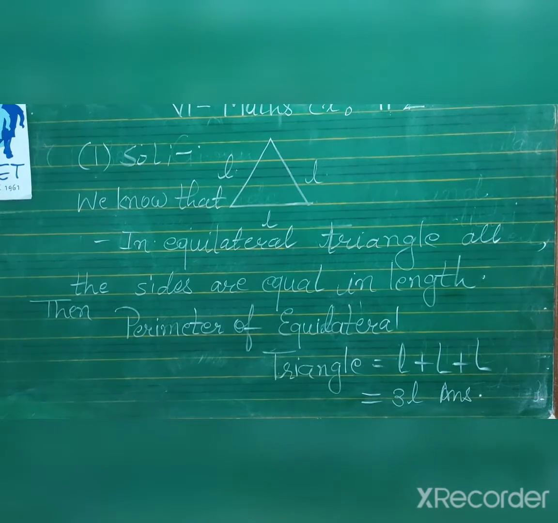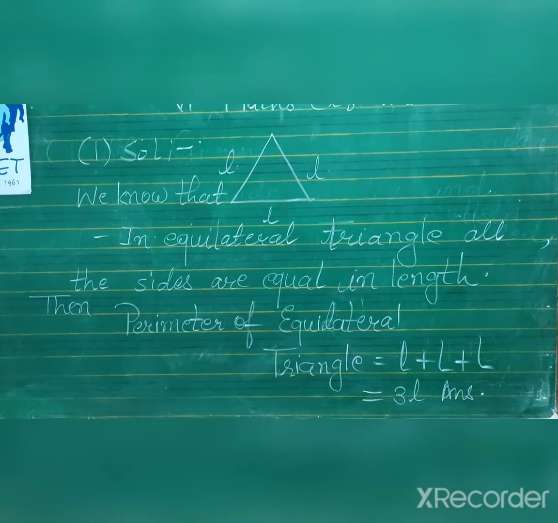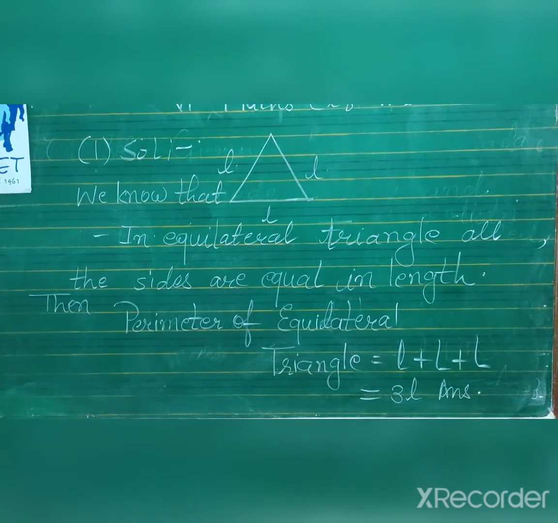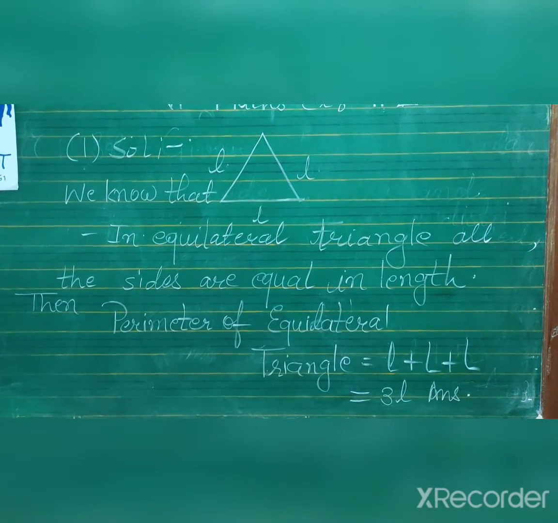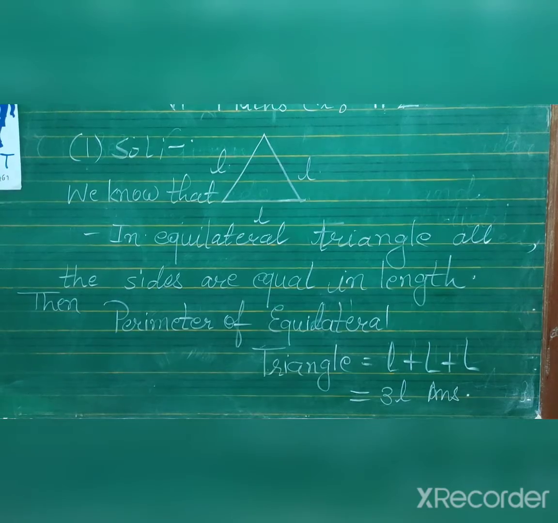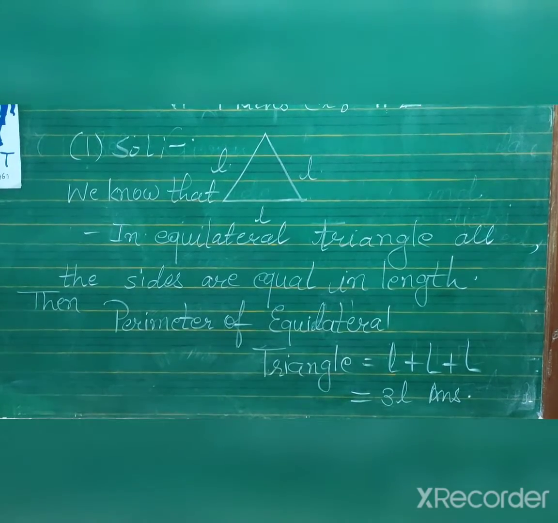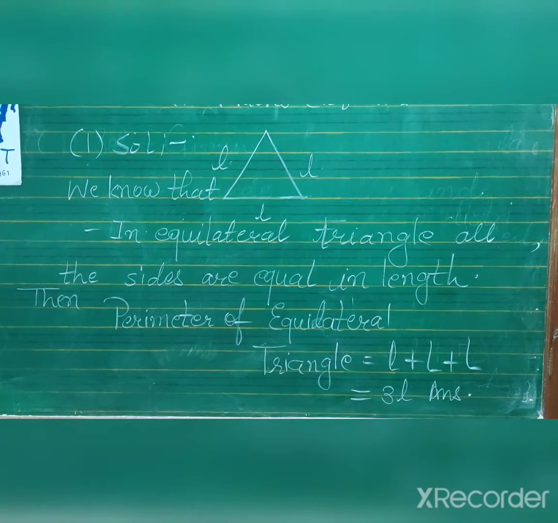So the perimeter of an equilateral triangle is equal to 3L. In place of L, we can take any letter, but in the question it's given. Assume the side of an equilateral triangle be L. So we are taking L, okay?